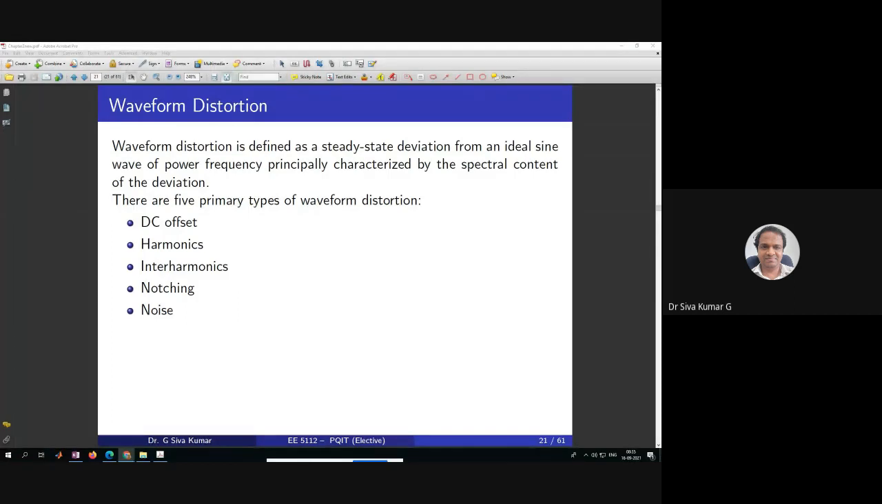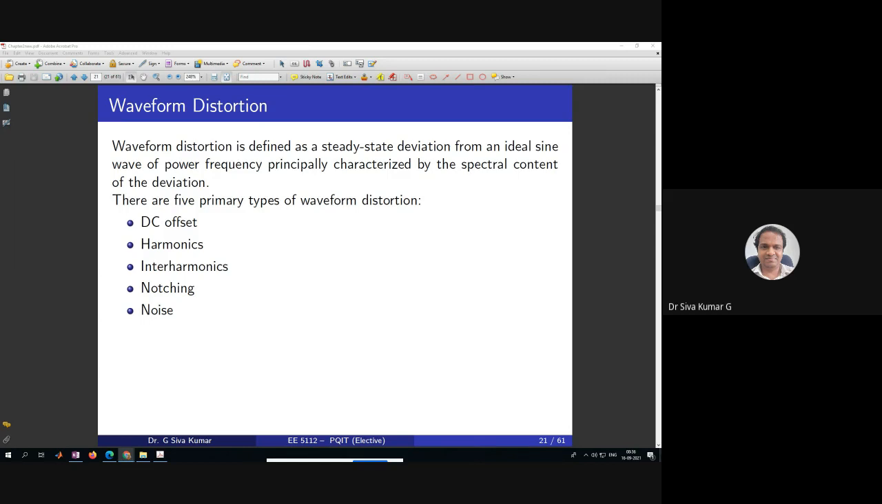In the last class I was discussing the waveform distortion, and we have seen the voltage unbalance also. I mean, how we are going to estimate the voltage unbalance, and what are the reasons why the voltage unbalance will exist in a system. But while studying these definitions or these power quality issues, we have not seen how you are compensating or mitigating the power quality issues.